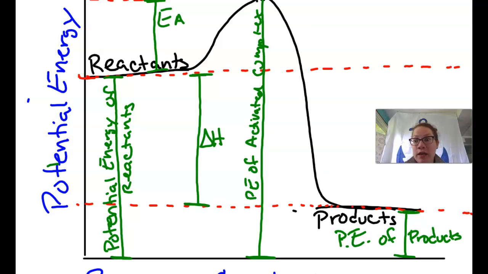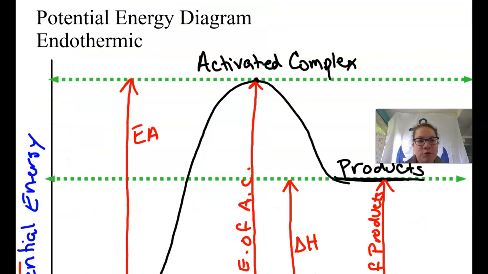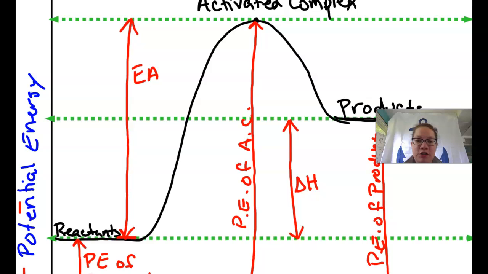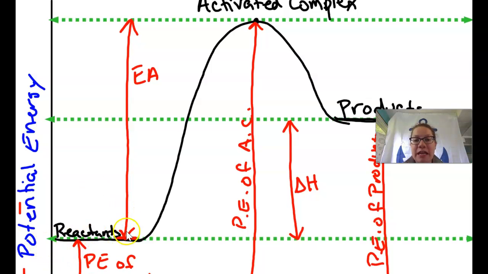All right, we're going to do it all again, but for endothermic. So here is my endothermic potential energy diagram. What you'll notice that's different in my endothermic potential energy diagram is that my reactants start out low and my products end up higher. So go ahead and draw this, you can pause the video. The y-axis is still potential energy and the x-axis is still reaction coordinate.